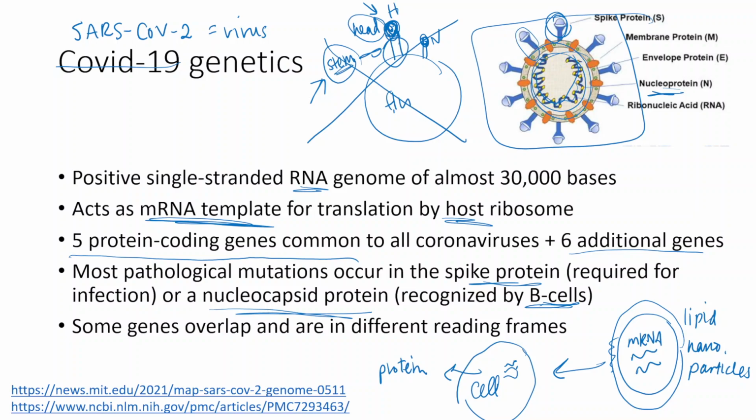Okay, so let's go on to the last line on this slide. The way that the genes are coded in SARS-CoV-2 is that some of them actually overlap with each other in the genetic code, and they're in different reading frames. We'll talk about that a little bit more on the next slide. But before we get into that, does anybody know what a reading frame is?